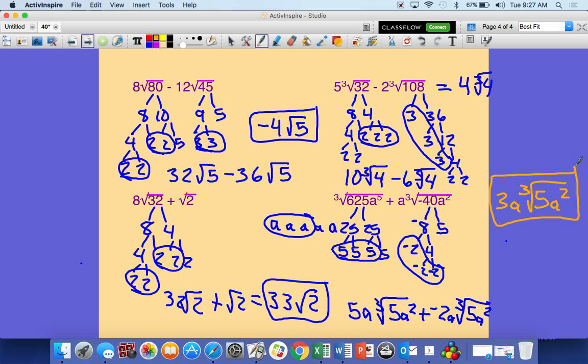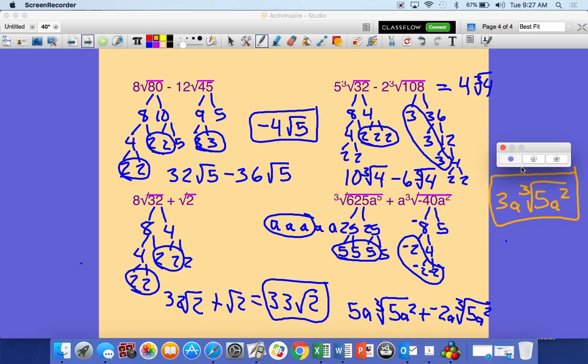Alright, these take a lot of work. Break them down factor tree wise. It helps a lot to be able to do that. Any questions, please let me know.